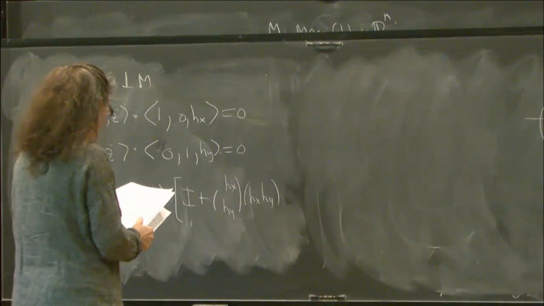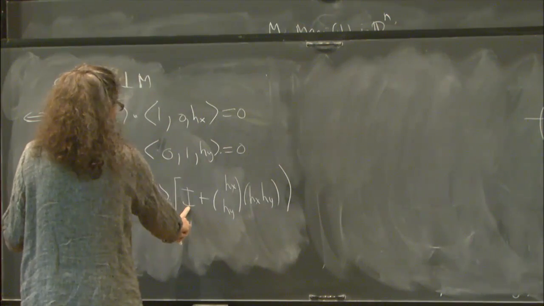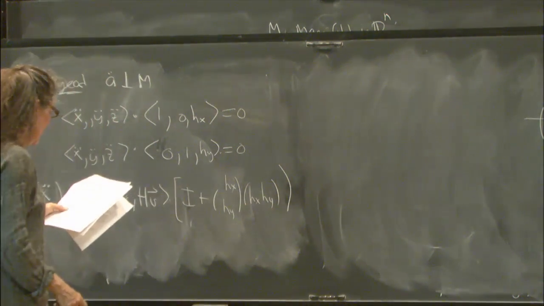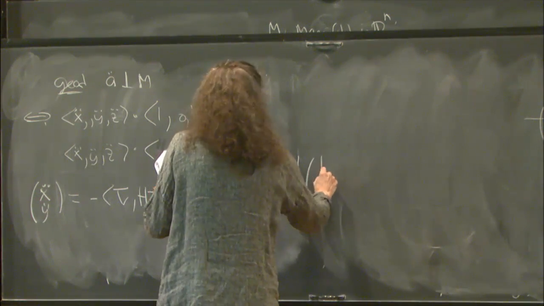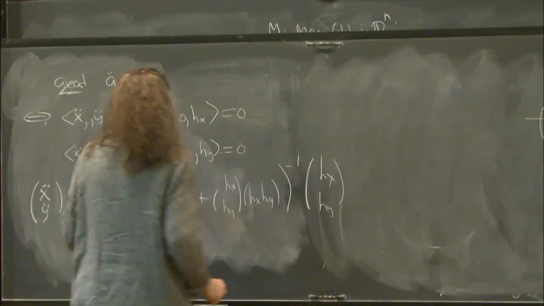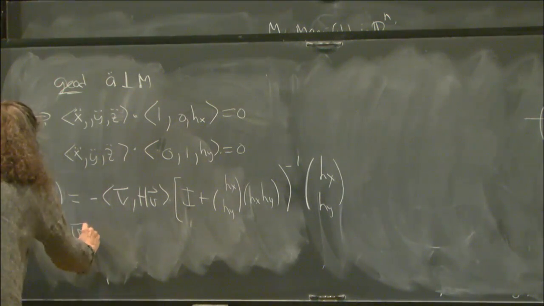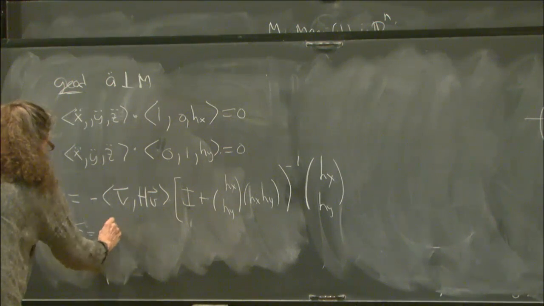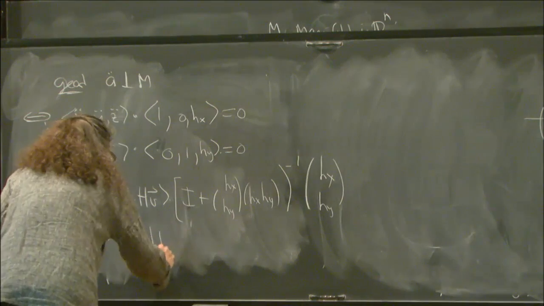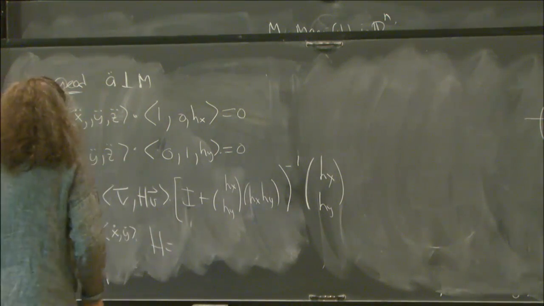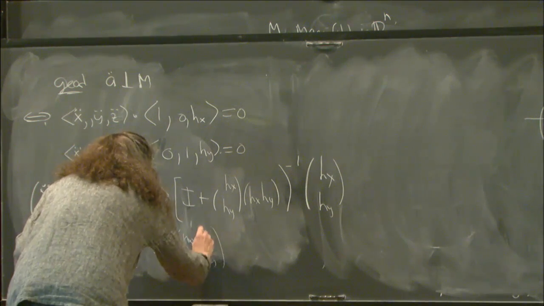So this is a 2 by 2 matrix, and I want to take the inverse of that, apply it to h x, h y, and multiply this, where v is the horizontal component of the velocity vector, so it's x dot, y dot, and H is the matrix of second partials, so it's the Hessian matrix, h x x, h y y, h x y, h y x.